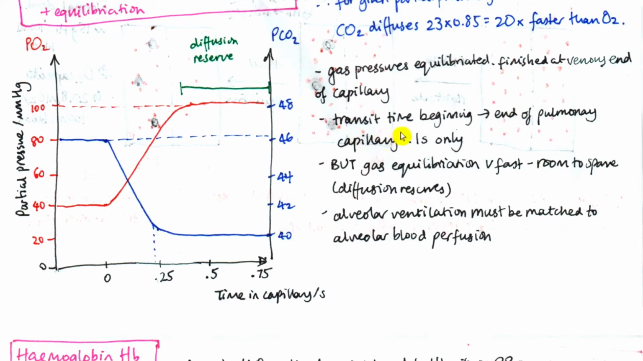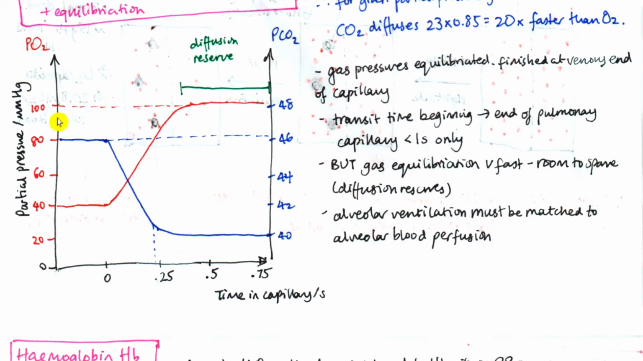So the transit time from the beginning to the end of the pulmonary capillary, in which it's exposed to the alveolar air and has time to exchange gas with it, is less than 1 second. So this equilibration needs to happen very fast between both gases. And the amazing thing about the pulmonary system is that it does equilibrate very fast. There's actually room to spare.